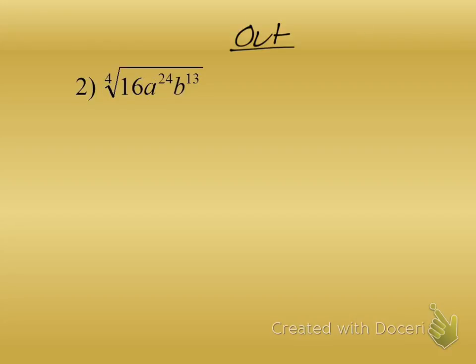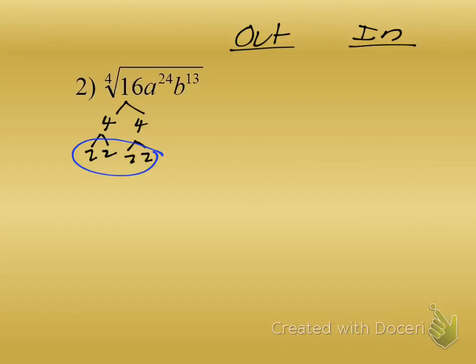Outside the rad, inside the rad. Factor tree 16. 4 and 4. And each 4 goes 2 and 2. So there's a group of four 2s. They come out as one 2. Okay. So 16's done.